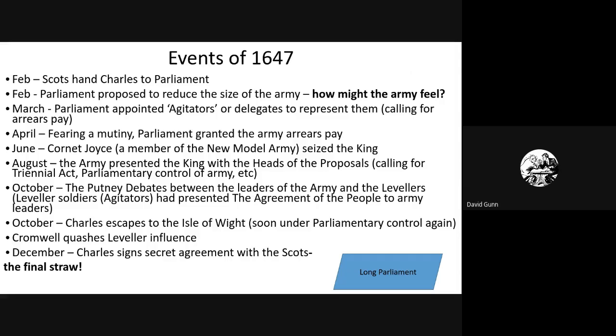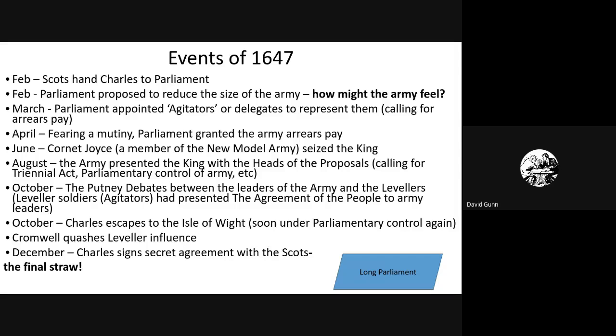Cornet Joyce seizes the king, so the army now take control of the monarch, and the army present the king with a new proposal, the Heads of the Proposals, a new settlement, which is stronger than the Newcastle proposals. Obviously, the king doesn't agree to that.